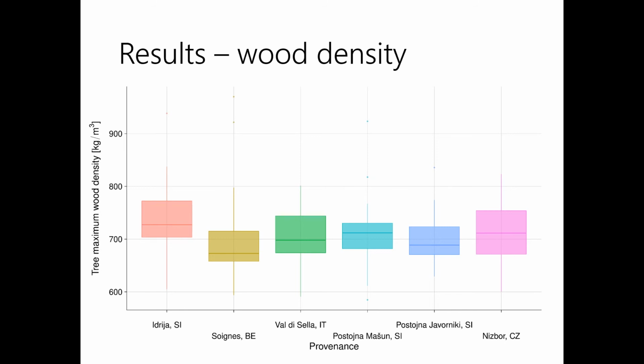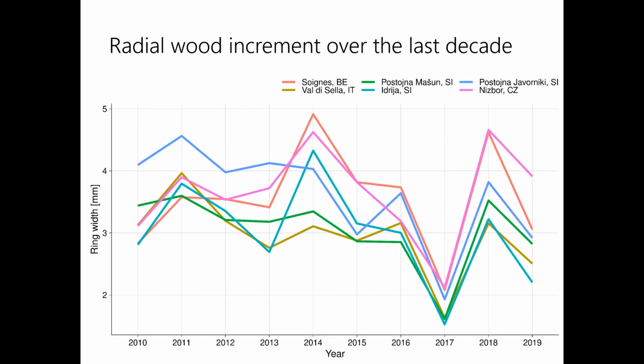As part of this study, we also looked at wood increment. In general, in softwoods and in ring porous hardwoods, the ring widths correlate quite well with wood density because they are directly correlated with the late wood percentage. However, in diffuse porous species such as beech, this correlation is not as good.